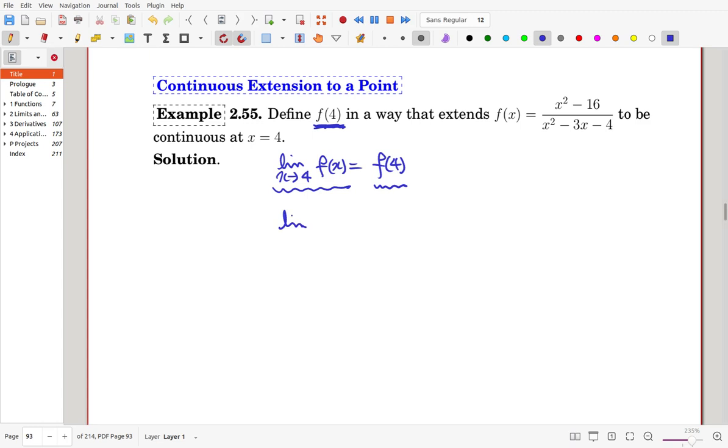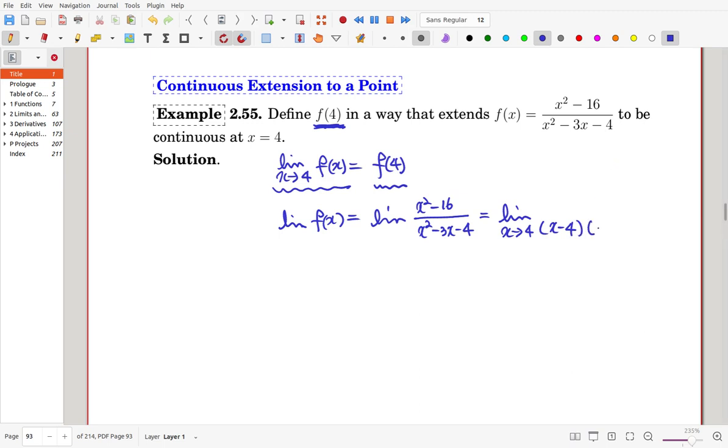Now the limit of f(x) is the limit of x squared minus 16 divided by x squared minus 3x minus 4. Once x is approaching 4, the denominator is 0 and also the numerator is 0, so that should have x minus 4 as a factor.